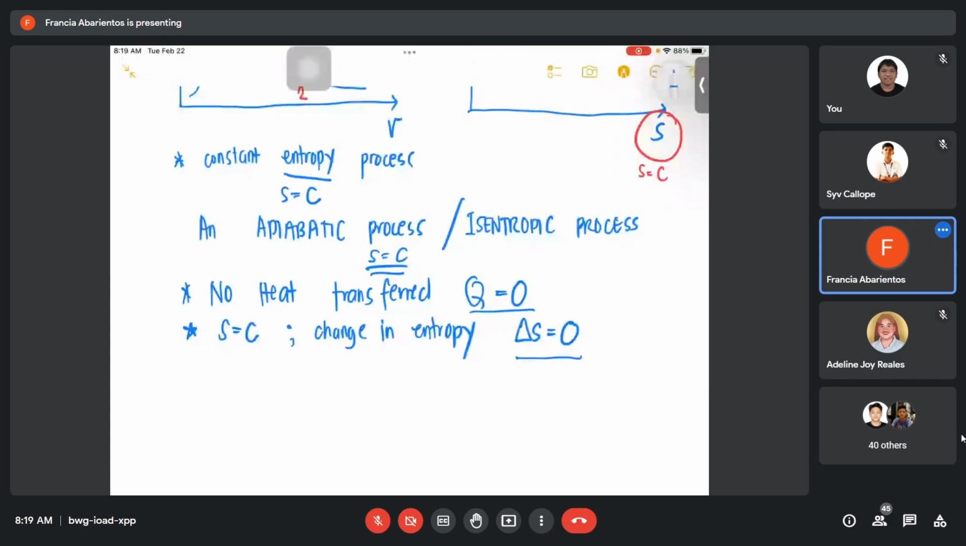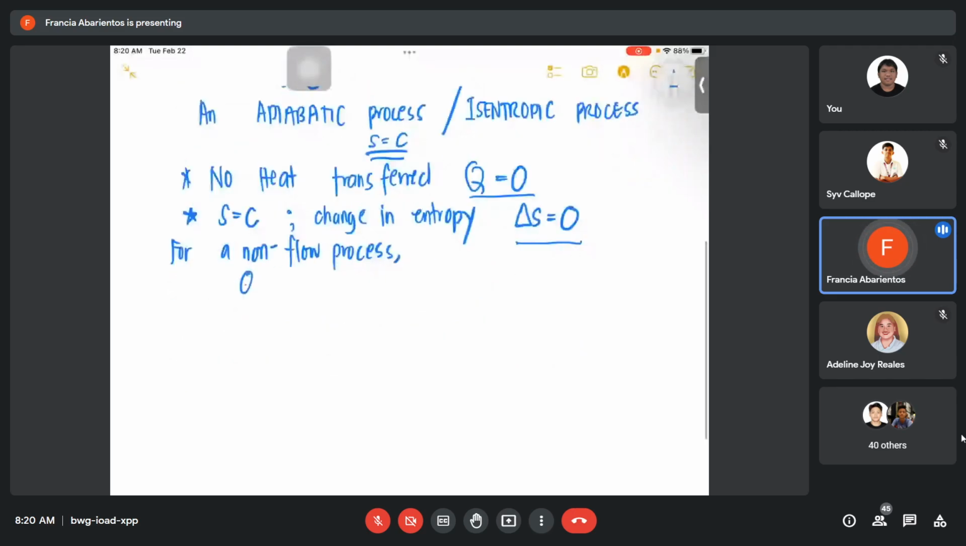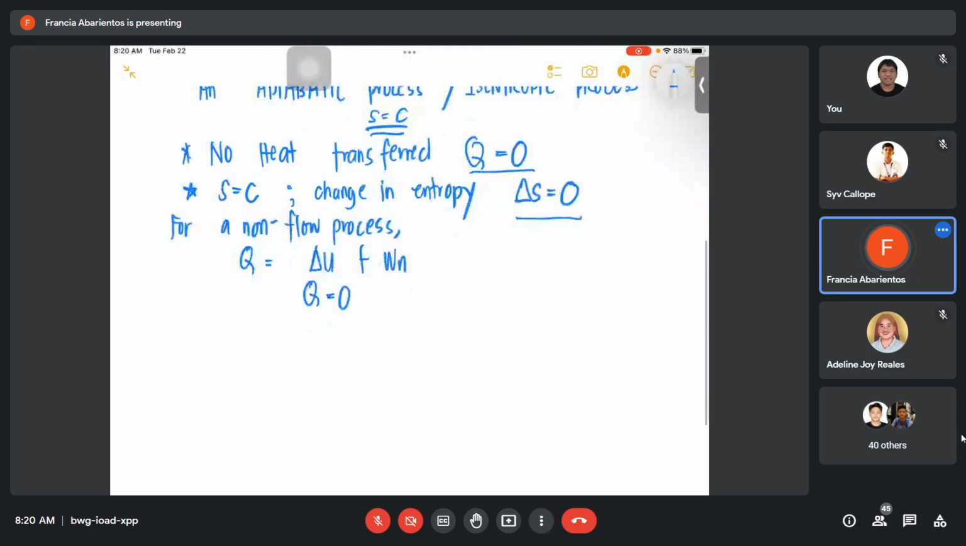Okay? So, paano naman yung sa work class? Okay? Paano yung sa work? So, for a non-flow process, balik tayo sa general energy equation, Q equals change in U plus the work of the non-flow. Automatically, in an adiabatic or an isentropic process, your Q is always equal to 0. Okay, yan yung palagi tatandaan. Then, we have the non-flow work is equal to the negative change in U, or the work of the non-flow is U1 minus U2.